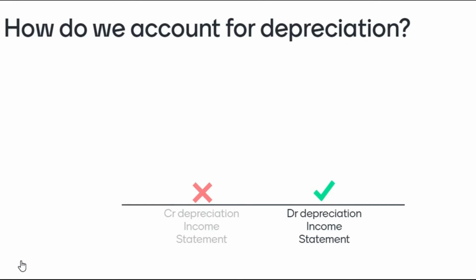Next question. How do we account for depreciation? So depreciation, to account for that, so to put the journal in, what we'd do is debit depreciation in the income statement, and then we would credit accumulated depreciation on the balance sheet or statement of financial position.